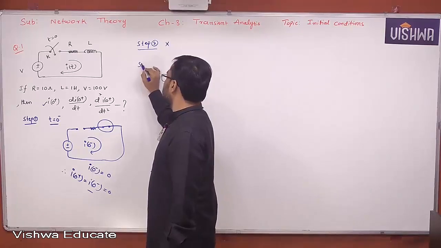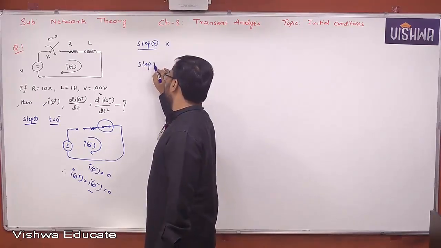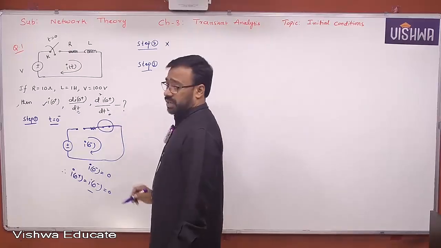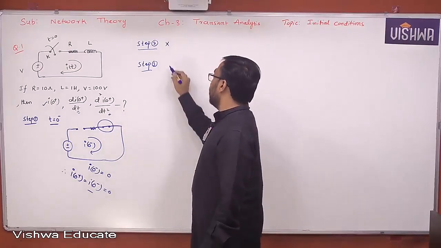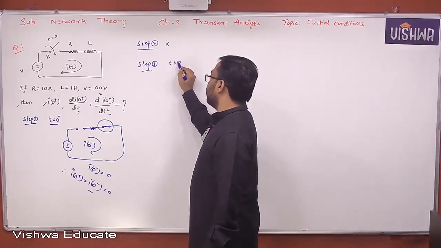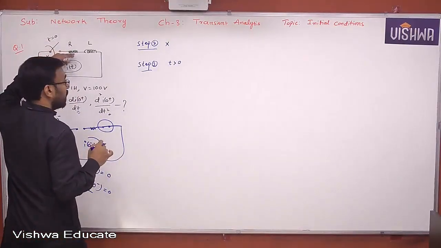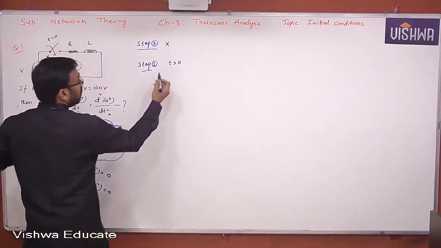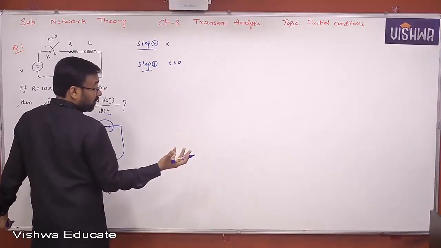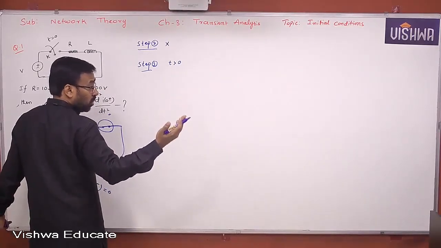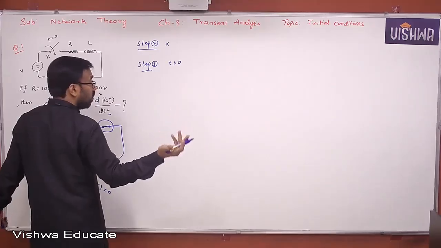What is the third step? Step 3. Should we really go for step 3? Because there are some derivative terms, we must go for it. In step 3, I told you already, we obtain the differential equation for t greater than 0. For t greater than 0, the switch is closed. Resistor remains resistor, inductor remains inductor, because for t greater than 0 we do not know the specific time. It might be 1 second, 2 seconds, 0.1 second, or whatever it is.